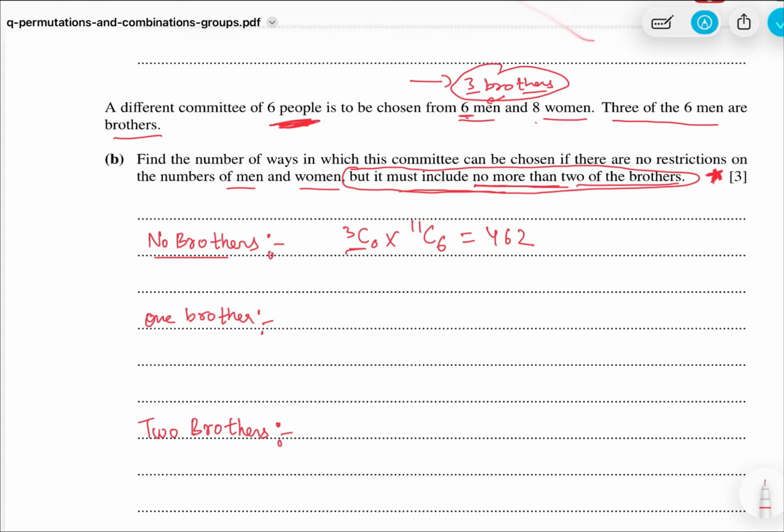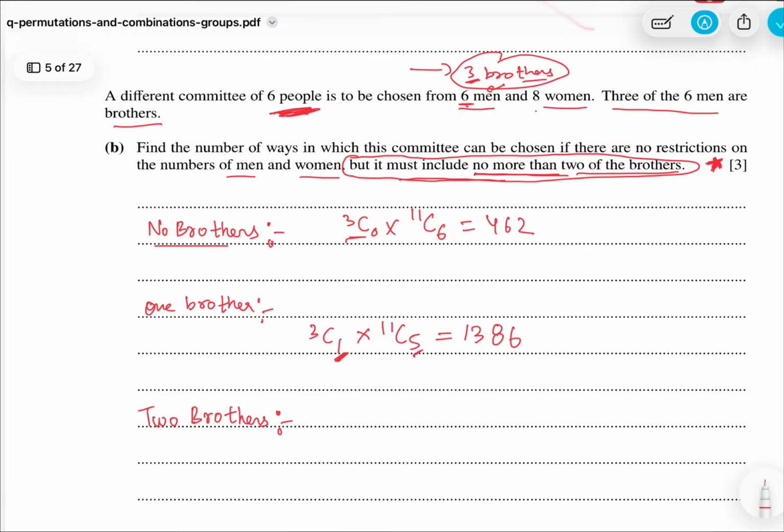All right, one brother. So 3C1, see, we are taking one brother from here, times 11C5, that would give us 1386. Why 11C5, sir? See, one we have already chosen, 5 are remaining. These two add up to 6, and we have to choose 6. That's why we are multiplying it.